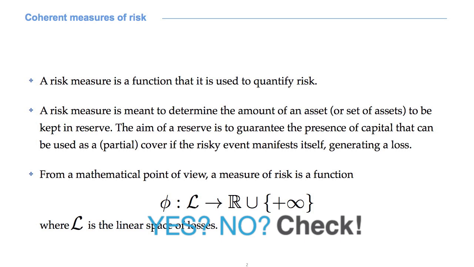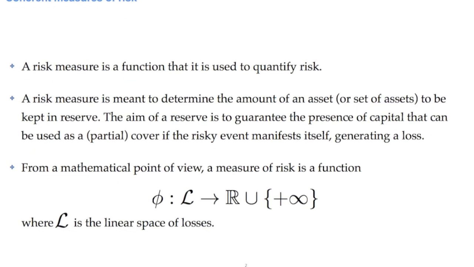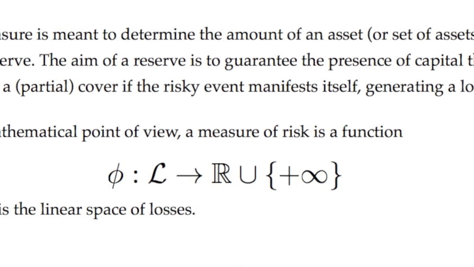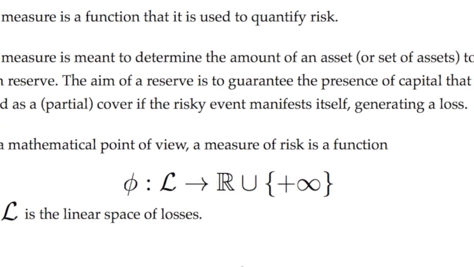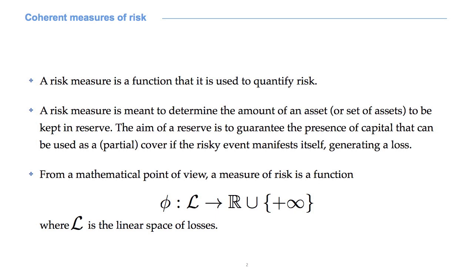Do you remember what we have said during week 1? From a mathematical point of view, a measure of risk is a function phi that maps from the linear space of losses to the extended real line. The space of losses is linear. This simply means that it allows operations such as addition and scalar multiplication. When we associate our measure phi to a loss, what we get is a number. Notice that we consider plus and minus infinity as numbers. A number that we can use to determine our reserves.